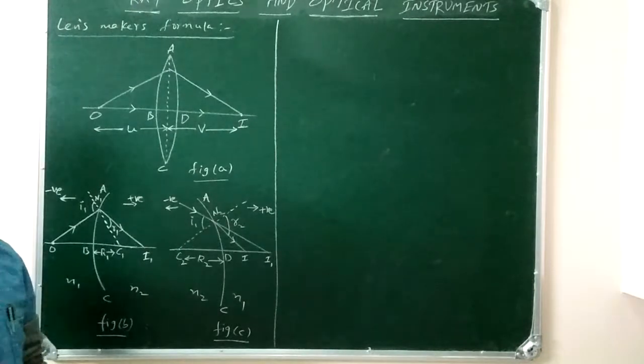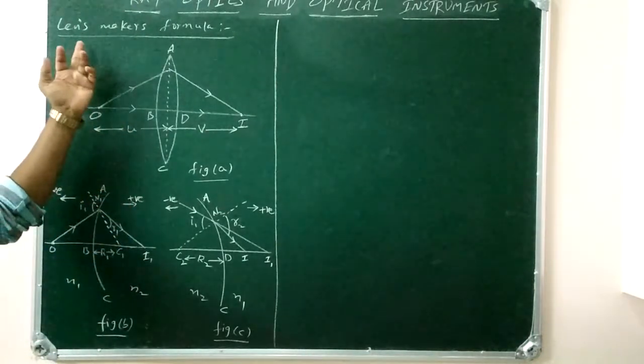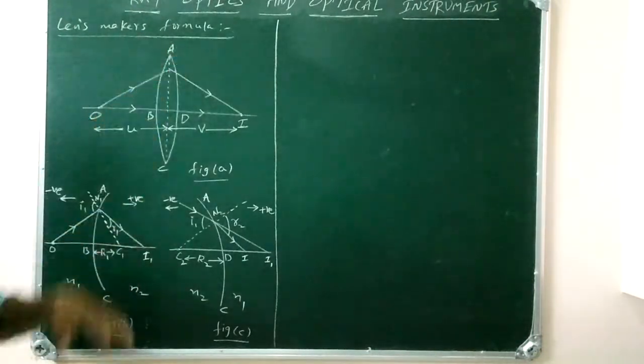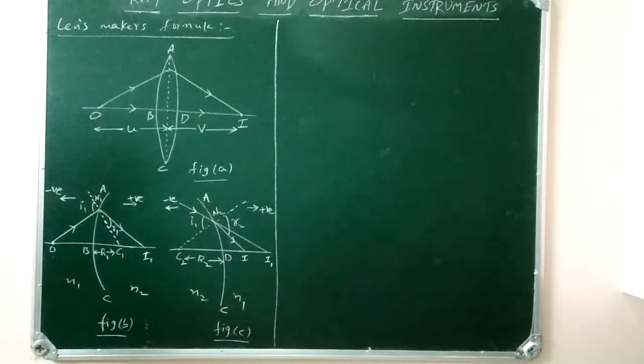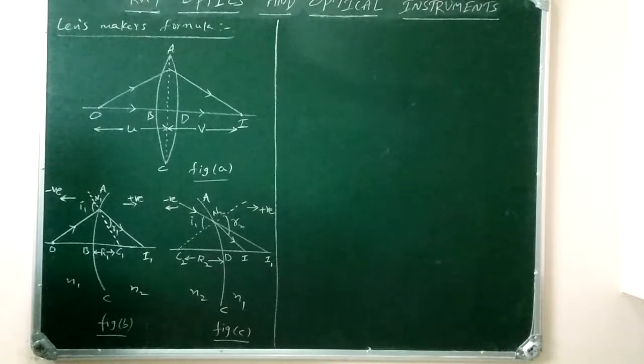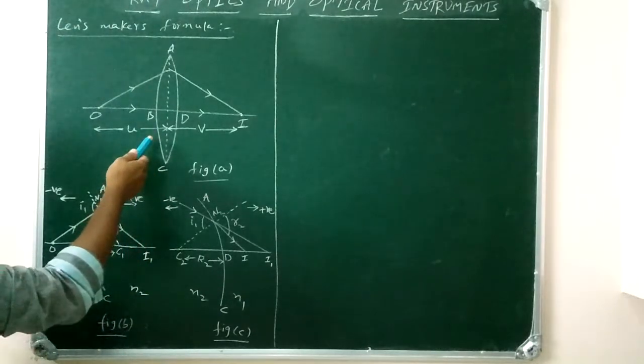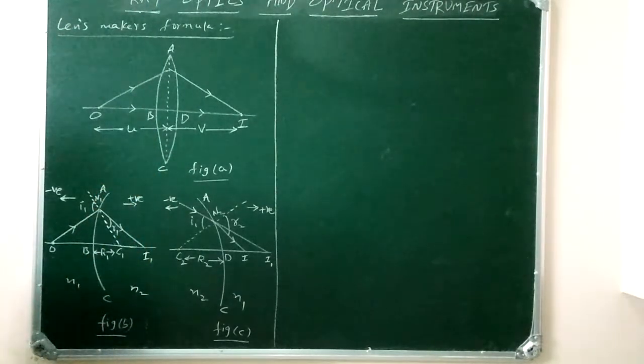Hi students. Today we are going to discuss the Lens Maker's formula. Very important derivation. Now let us consider a thin double convex lens of focal length f.